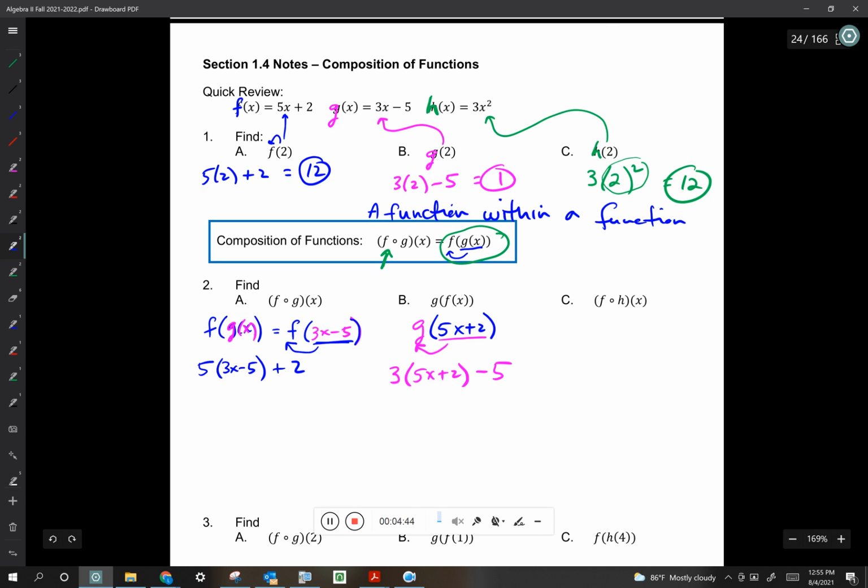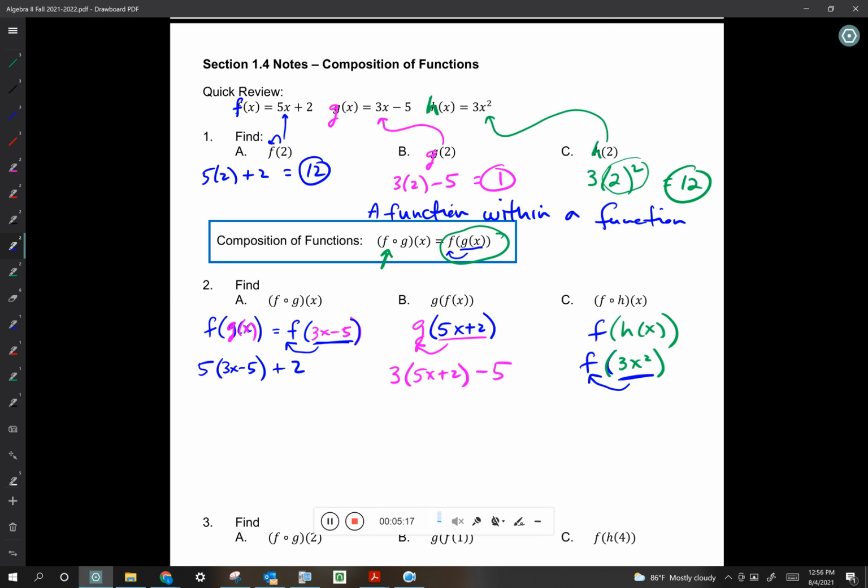Okay, so for the last one here, I'm going to rewrite it without that little circle thing. So I've got f of, and this time the inside function is the h of x, right? And so what that means is I'm going to have f of, well, what was h again? H was 3x squared. Okay, so now I'm going to take that entire parenthesis, that 3x squared, and put it into the f function.